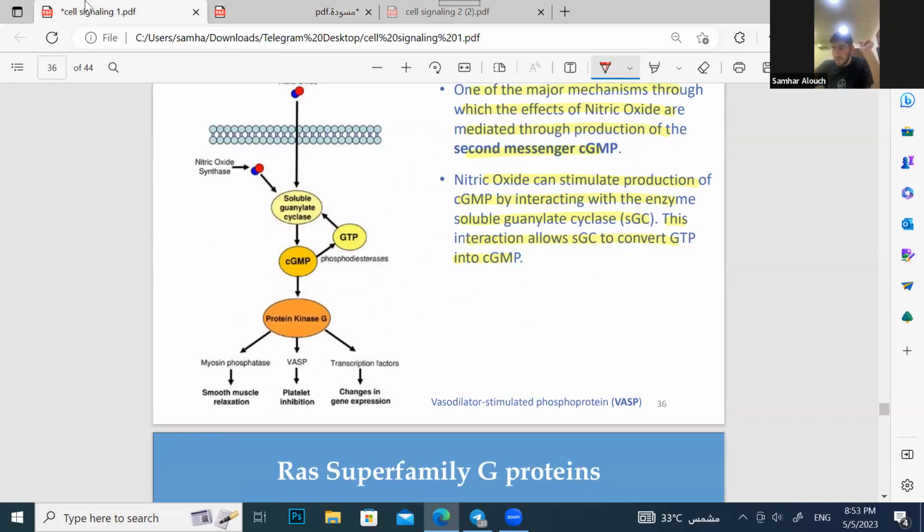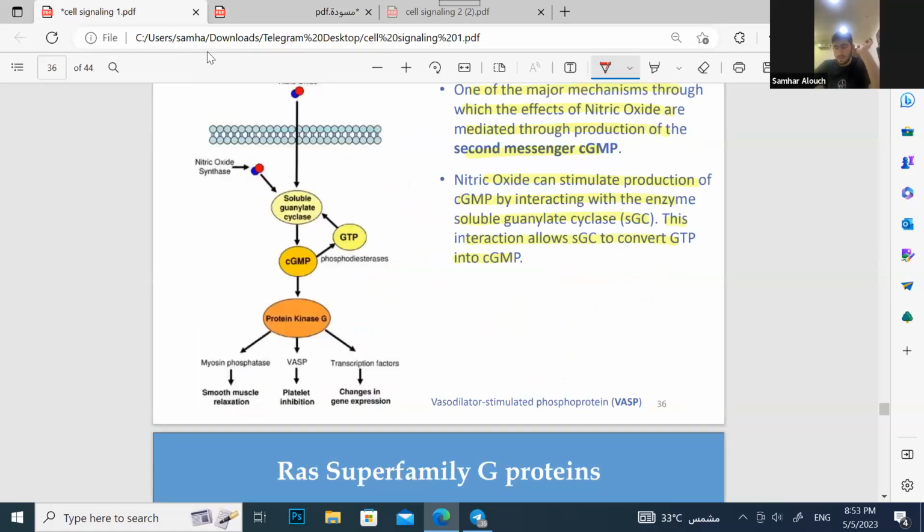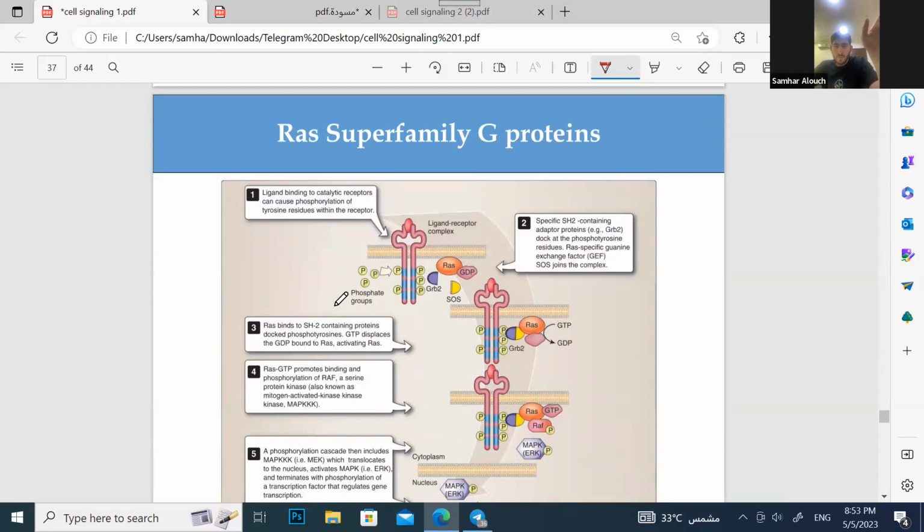It's also worth mentioning that since cyclic AMP is made from ATP, we convert ATP to cyclic AMP, cyclic GMP is made from GTP. So everything is converted to a G: adenylyl to guanylyl, cyclic AMP to cyclic GMP, PKA to PKG, and that's it for nitric oxide. Is it clear?